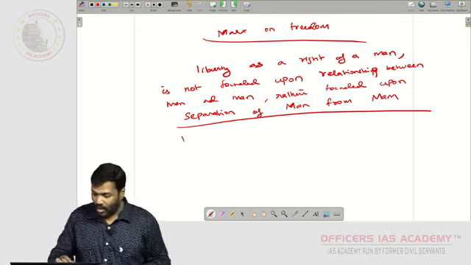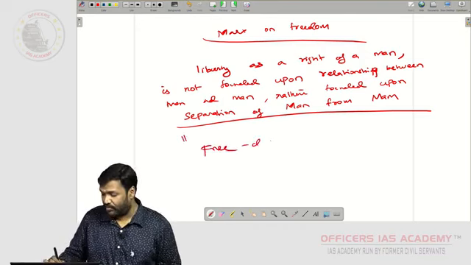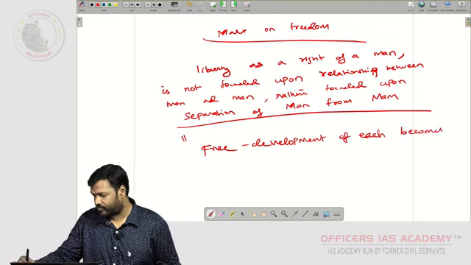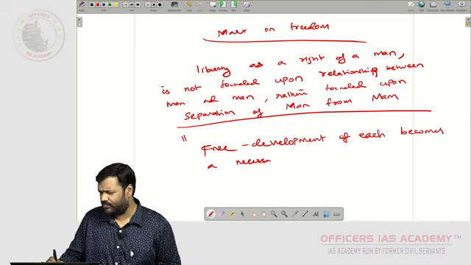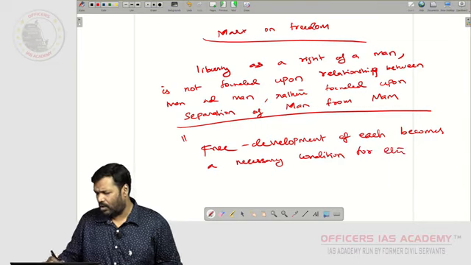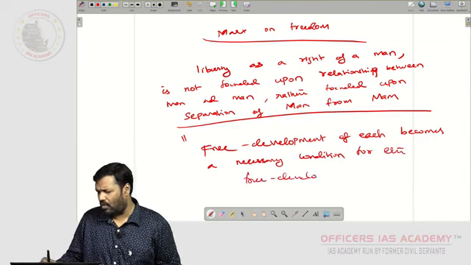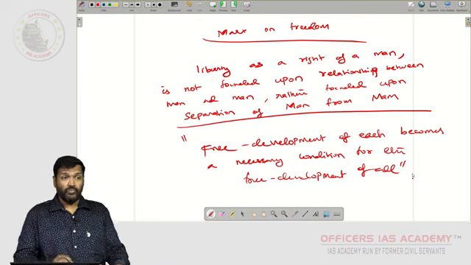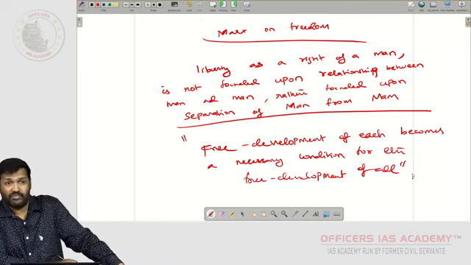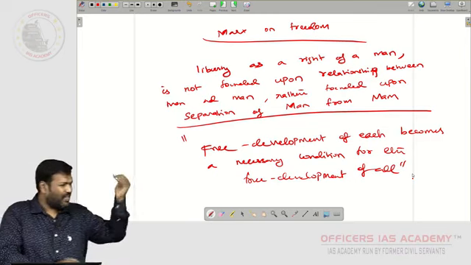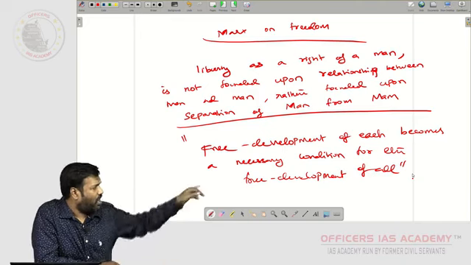What is the formula? A very, very famous quote of Karl Marx: free development of each becomes a necessary condition for the free development of all. It is not the other way around. Only if it is the other way around does Marx become a determinist. Marx is not a determinist. He wanted every individual's free development to become a necessary condition for the free development of all.